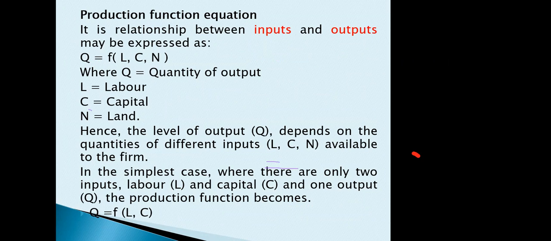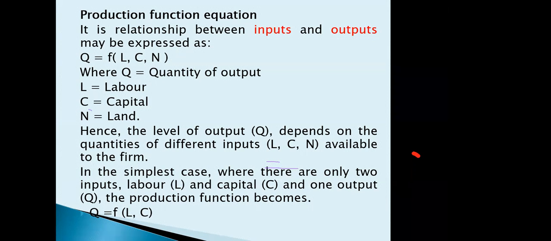So it is the relationship between your input and output. Just try to understand in simple words. Production function is the relationship between input and output. Input means what? Your resources. What are your resources? Inventories, methodologies, labors, capital, your organization, and land. And output means what? Level of activity, how many units you are producing.